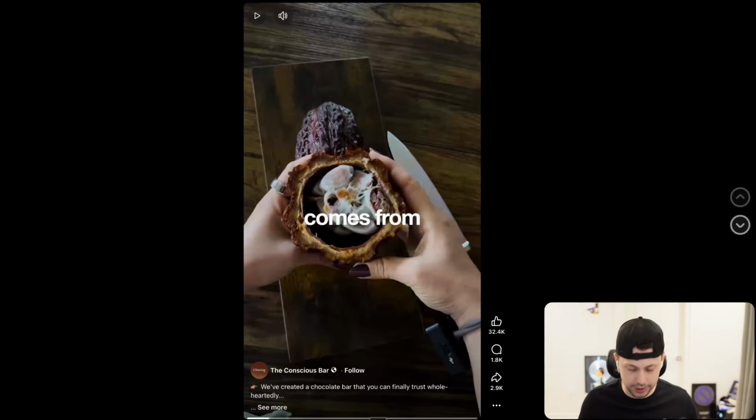And so what she does is she says, this is a cacao pod. This is where chocolate comes from. So now she's providing some more information. She's providing more context. So let's keep watching.